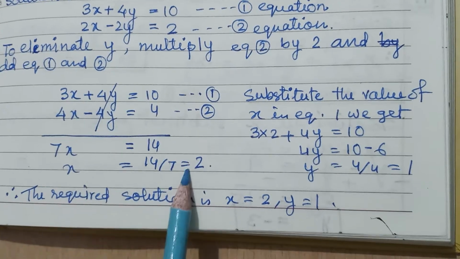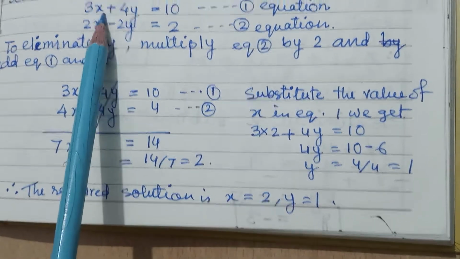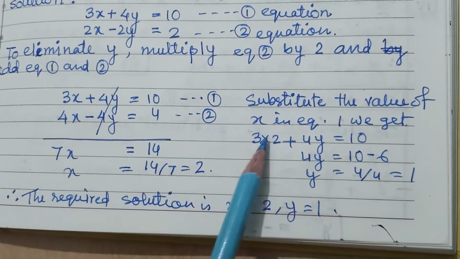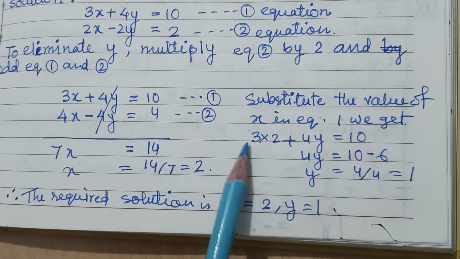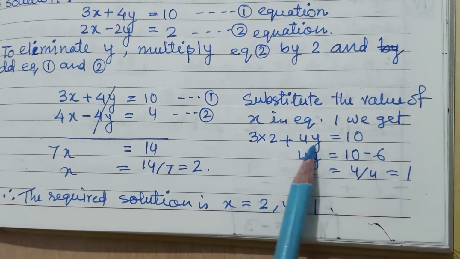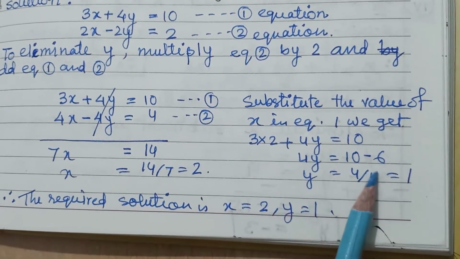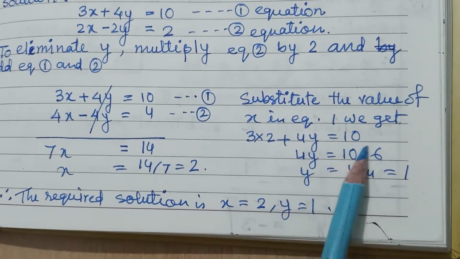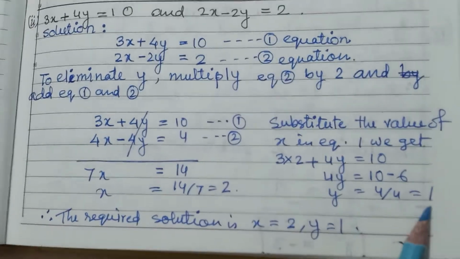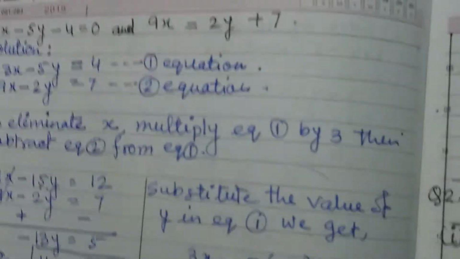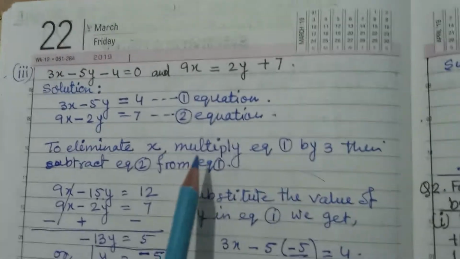Now substitute this value in any one of the equations. Equation 1, I have substituted that. So 3 into 2, the x value you substituted, 3 into 2 is 6, plus 4y is equal to 10. 4y is equal to 10 minus 6, this 6 will come to that side, and y is equal to 1. Okay, the required solution is x equal to 2, y is equal to 1. Next is also the same type of question. I think no need to explain.